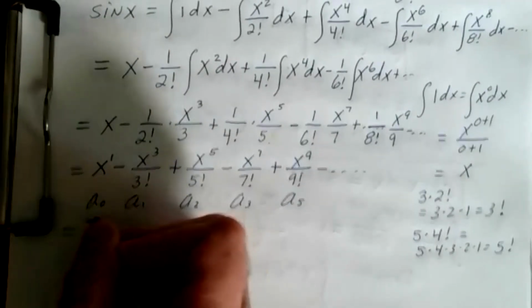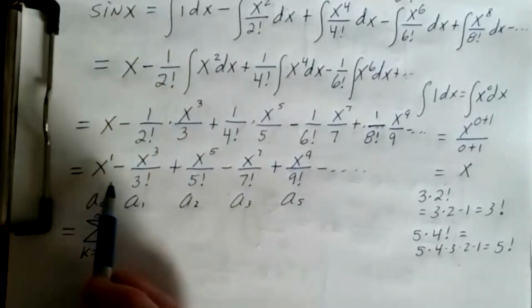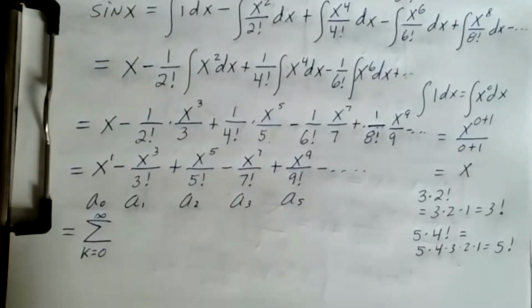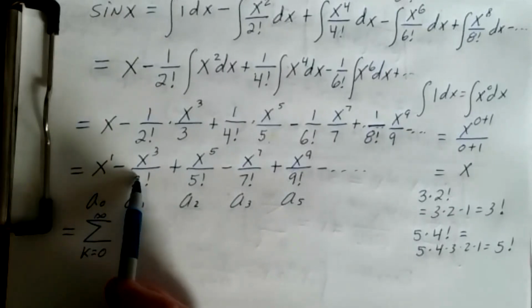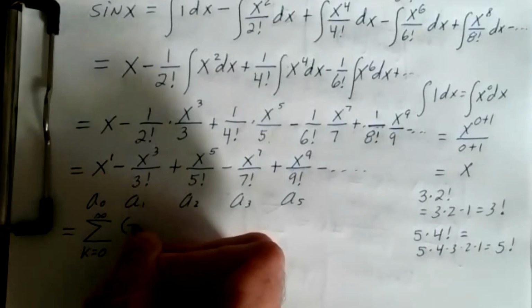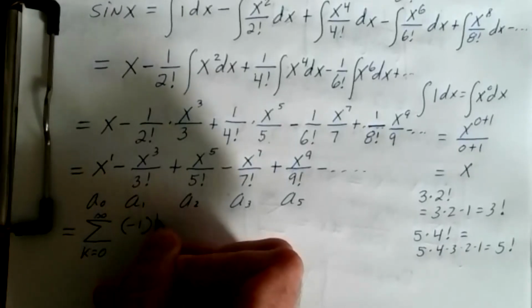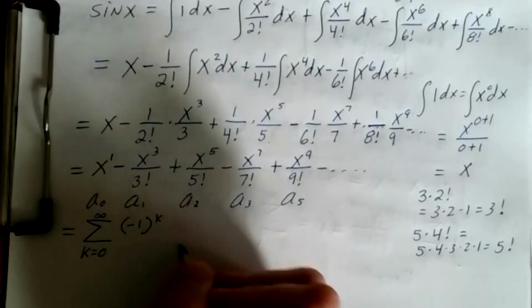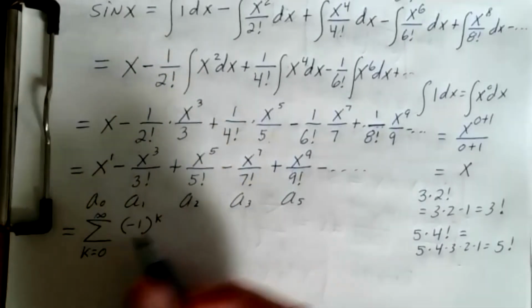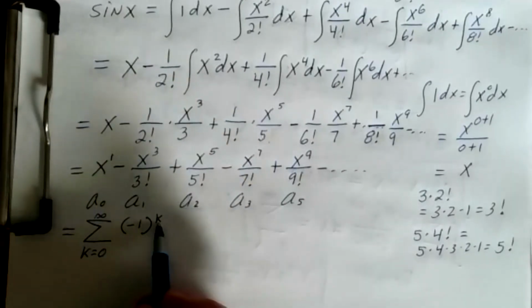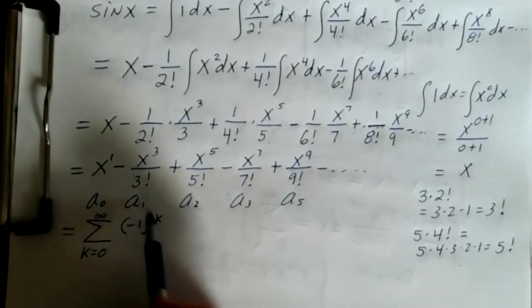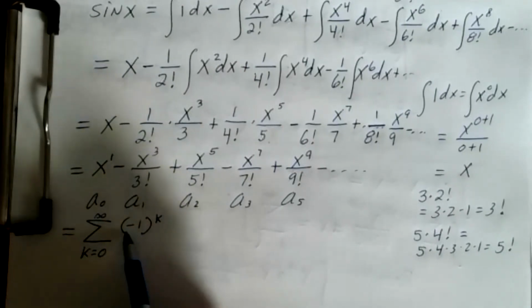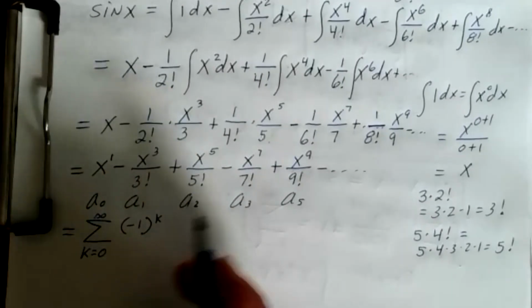K goes from 0 to infinity. Notice we also have an alternating series where our first term is positive, second term is negative. So we must insist that we have negative 1 to the k power. When you put 0 in for k, negative 1 to the 0th power is a positive 1. When k is 1, negative 1 to the first power is negative 1, et cetera, et cetera. So this will account for the alternation in sign.